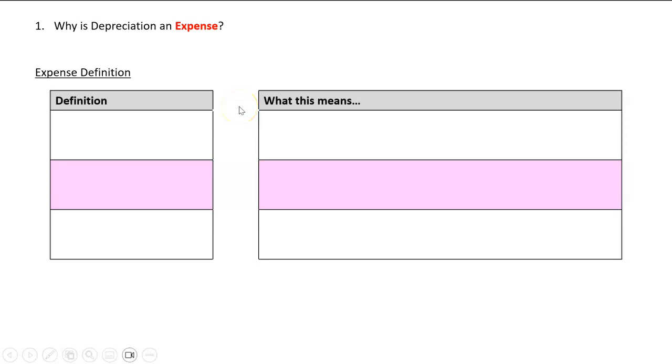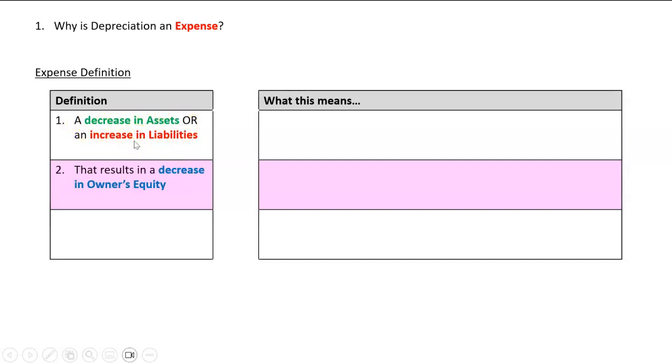And to answer that, we're going to go all the way back to the beginning of the year when we did the definition of an expense. And there were three parts. It's got to be either a decrease in assets or an increase in liabilities. It's got to result in a decrease in owner's equity. And three, it's got to arise in the course of the ordinary activities of the business.